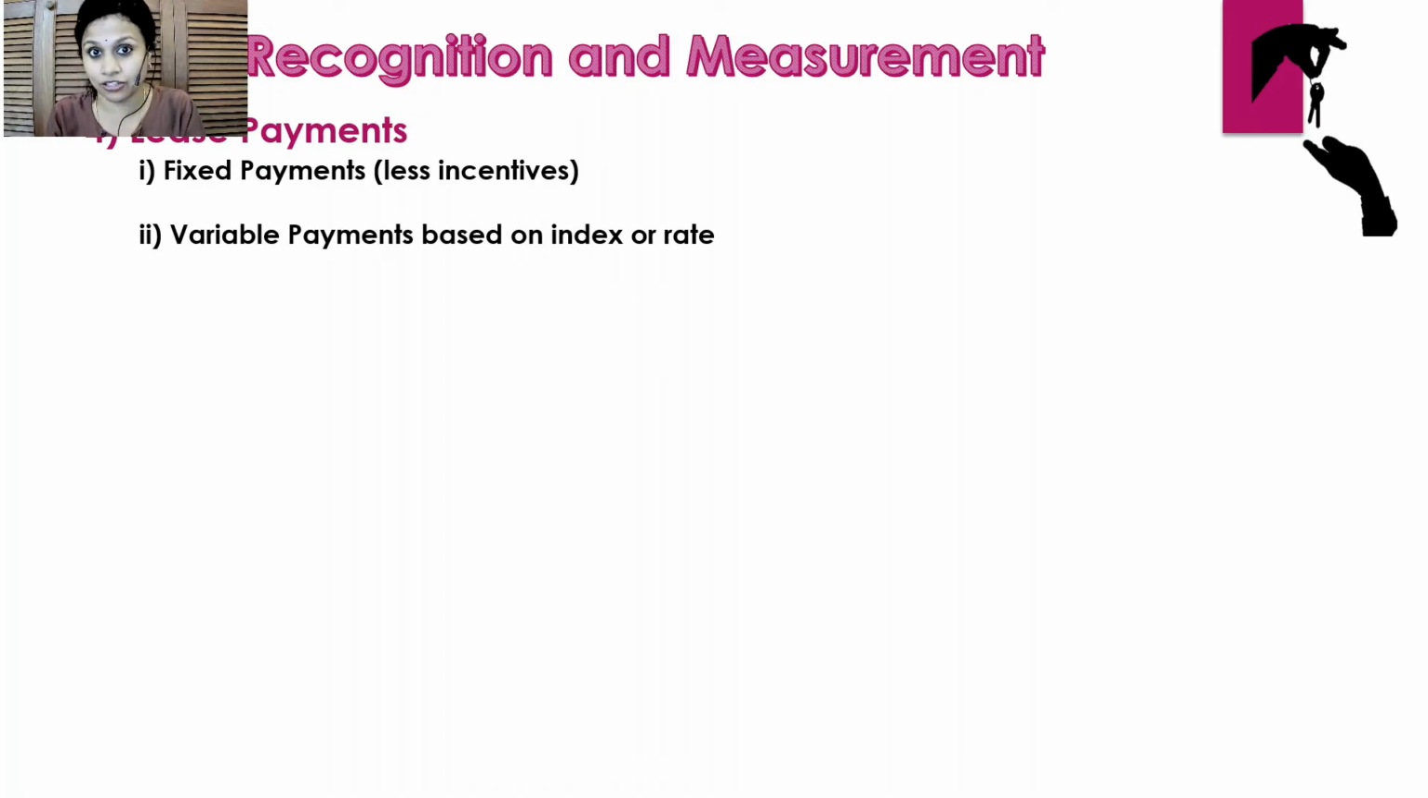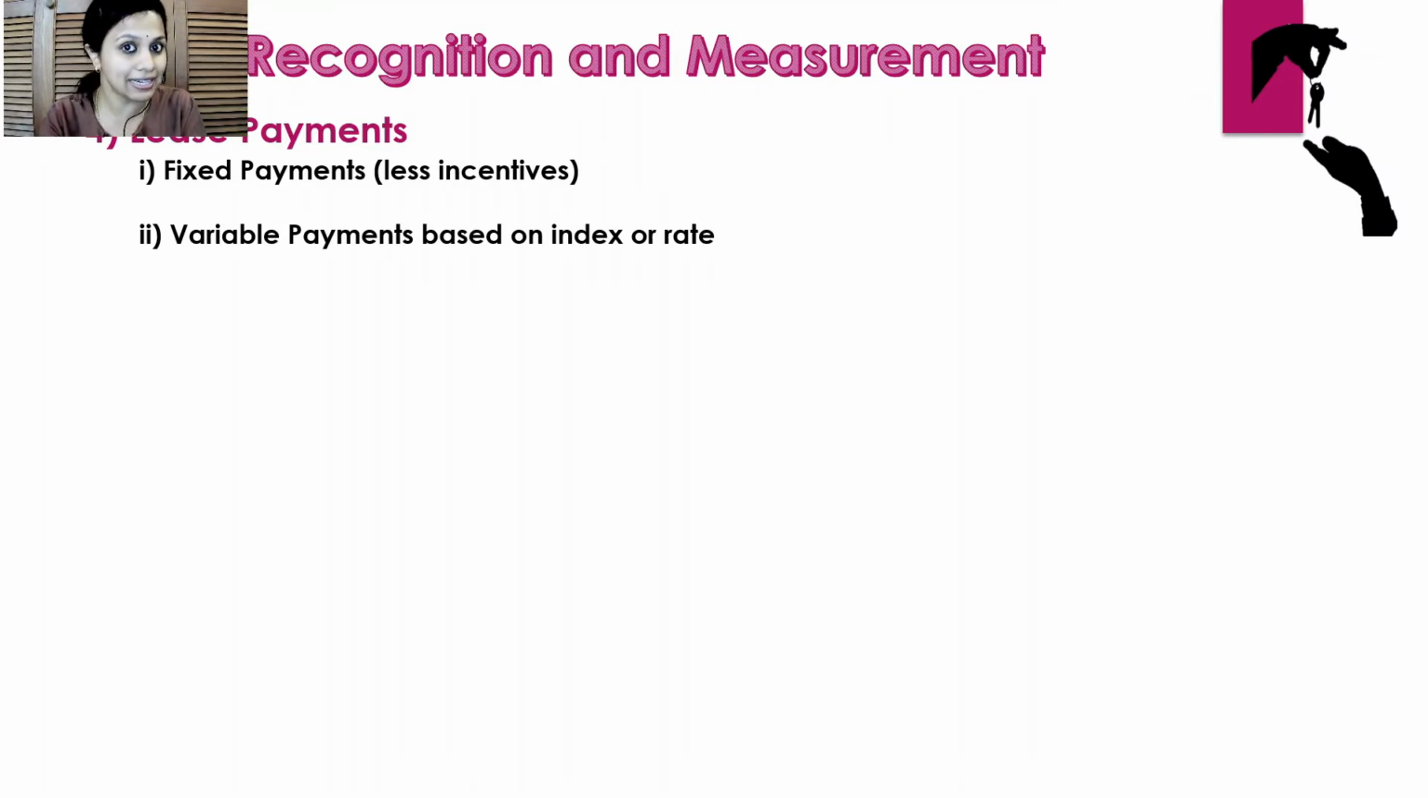In case there are such payments, then you will not add it to the recording of lease in the balance sheet. These need to be directly just expensed out. Now, there are certain payments that appear to be variable, but in substance they are fixed.